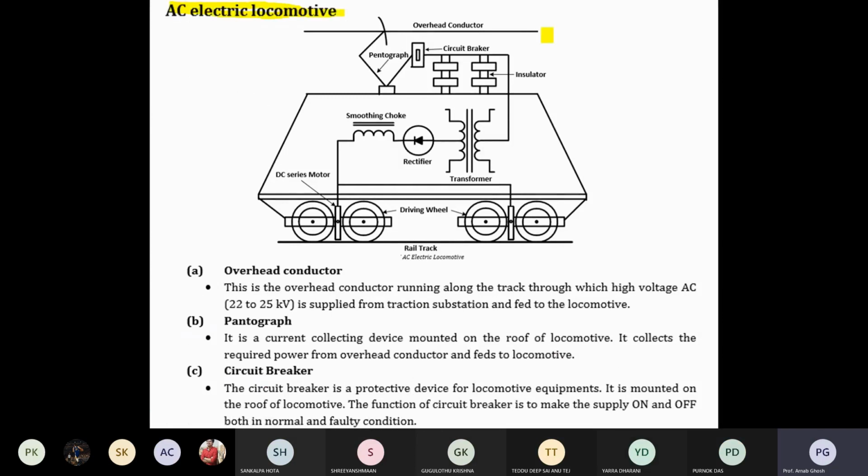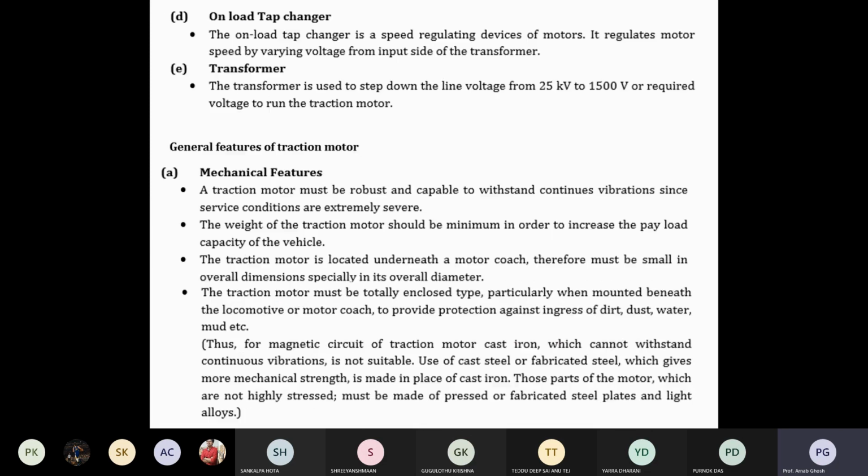Yesterday I told you about the overhead conductor, then circuit breaker, pantograph, then the smoothing reactor, then the transformer, a three-winding transformer. Then the voltage rating, current rating, everything I discussed in a very brief way in my last class. All those important components are normally installed in the motor coach of the EMU.